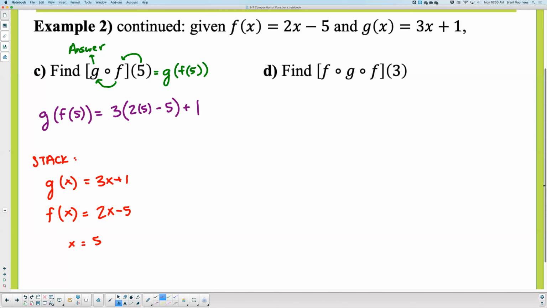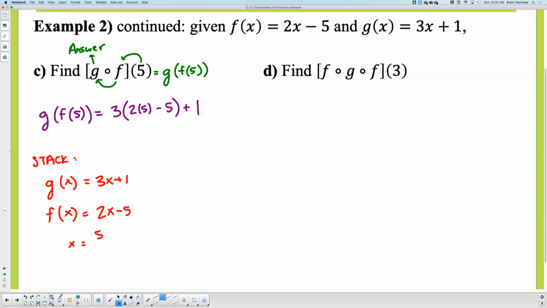So what we're going to do here is substitute going up. This 5 is going to go here into this x, and truthfully, it's going into both x's. So what would I get here? I would have 2 times 5 minus 5.